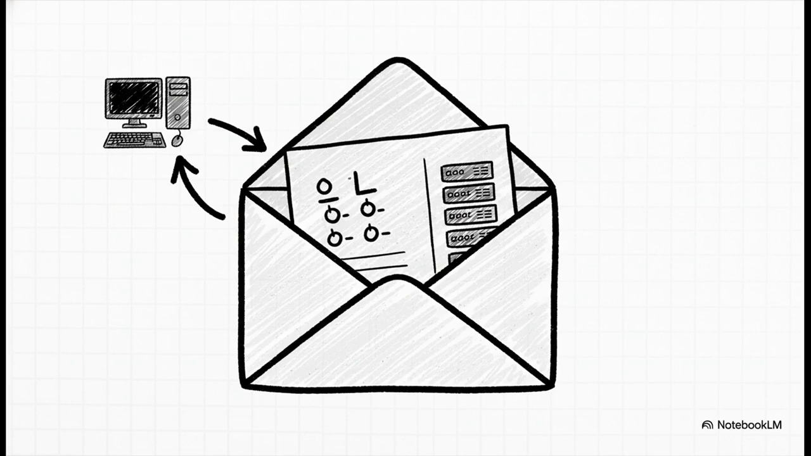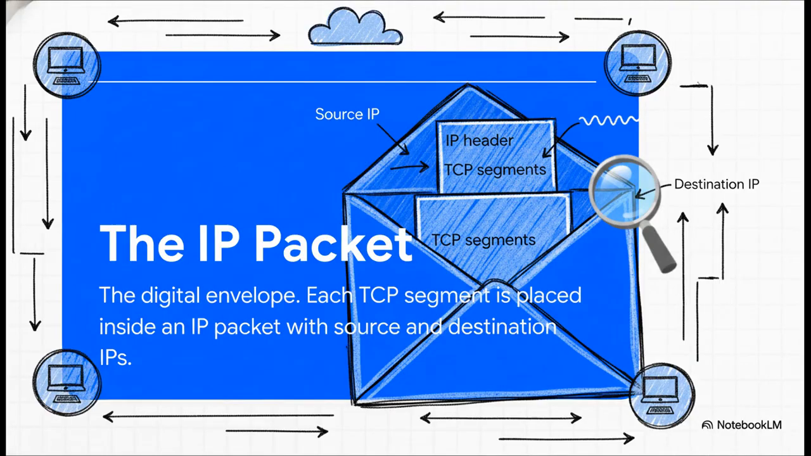Each one now needs its own envelope. And every single envelope needs two critical pieces of information. The to address, that's the IP address we got from DNS, and a from address, which is your computer's IP address. That way the server knows exactly where to send the web page back. And this digital envelope, that's the IP part of TCP/IP, the Internet Protocol.